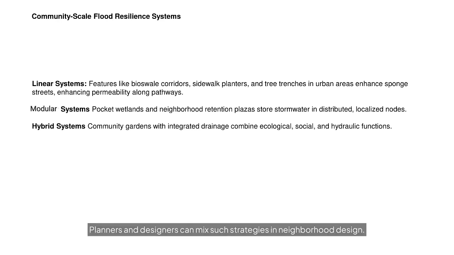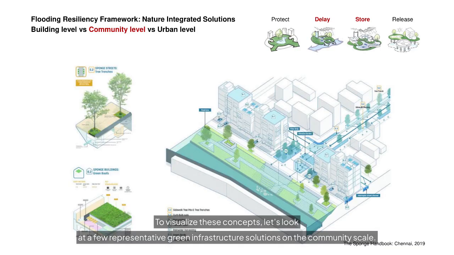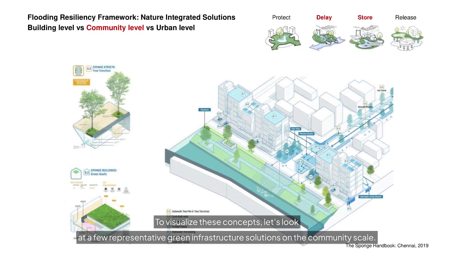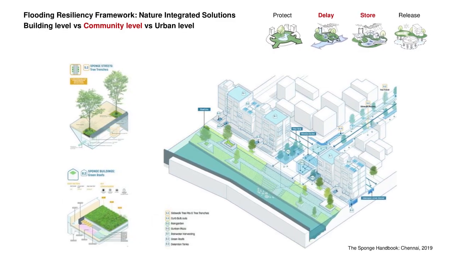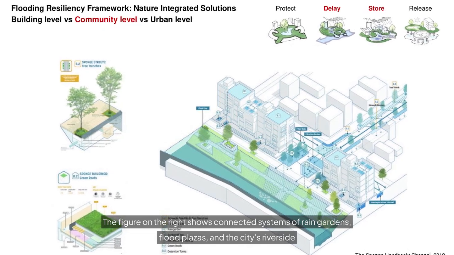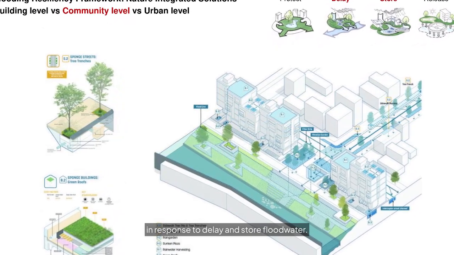Planners and designers can mix such strategies in neighborhood design. Together, these typologies cover the spectrum of how floodwater can be captured along its flow paths, at collection points, and through integrated community spaces. To visualize these concepts, let's look at a few representative green infrastructure solutions on the community scale. The figure on the right shows connected systems of rain gardens, flood plazas, and the city's riverside in response to delay and store floodwater.